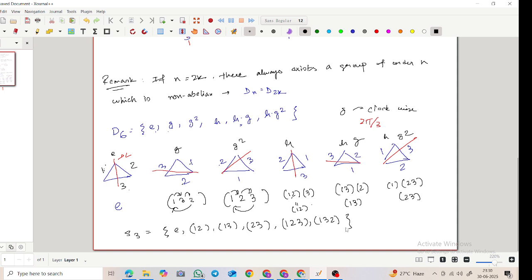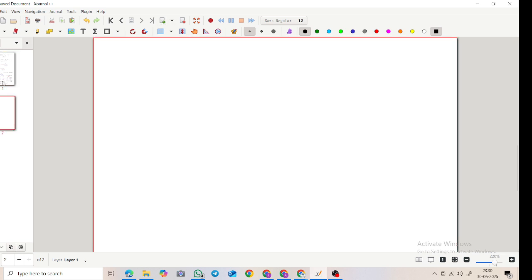Okay. Now you might say that, sir, you gave a separate description for D6, then you are talking about S3. But in S3 you are defining what is Sn, right? We are supposed to be talking about Sn first. Only then we can talk about S3. Because we talked about D2n first, then we talked about D3. Let's define what S3 is.